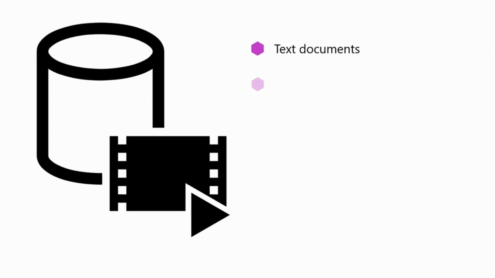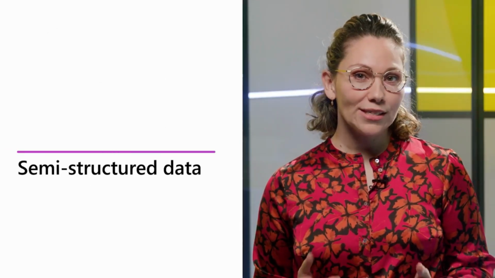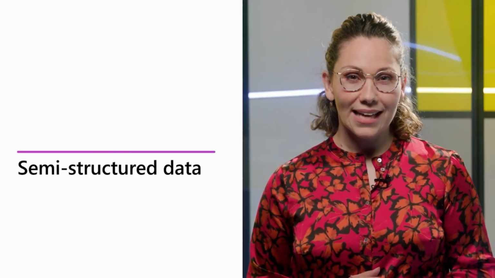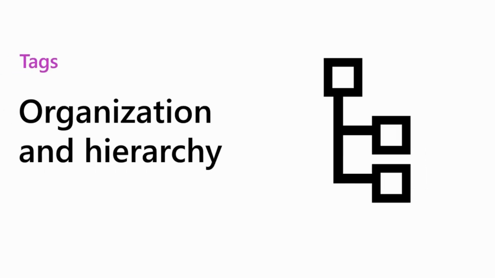Some examples of this type of data are text documents, audio and video files, social media posts, and images. Semi-structured data is not as organized as structured data, and it is not stored in relational databases. This type of data uses tags for organization and hierarchy. An example of semi-structured data is video files.